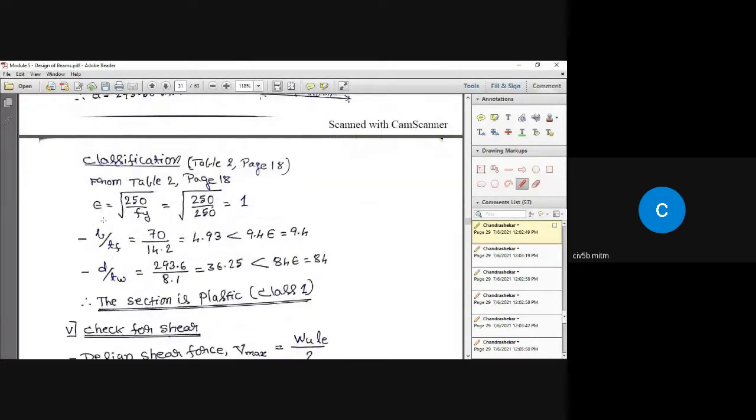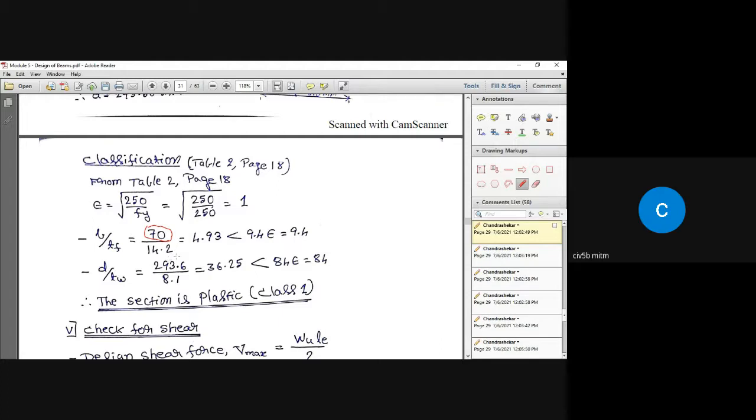So, find out what is B divided by TF. What is B? B is half the width of the flange. So the total width of the flange for ISMB 350 is 140 millimeter. If you look at the steel table, you are going to get it, or else you can get the same value from the code book on page 138. So half of it was 70, divided by the thickness of the flange, which is 14.2 millimeter.